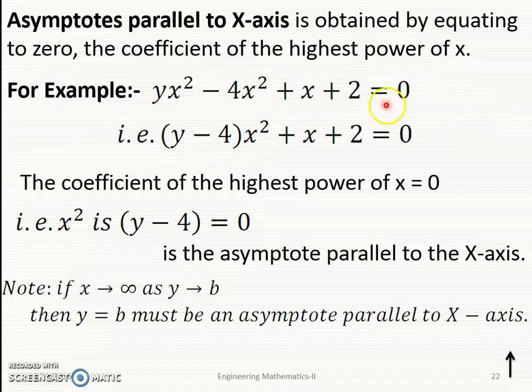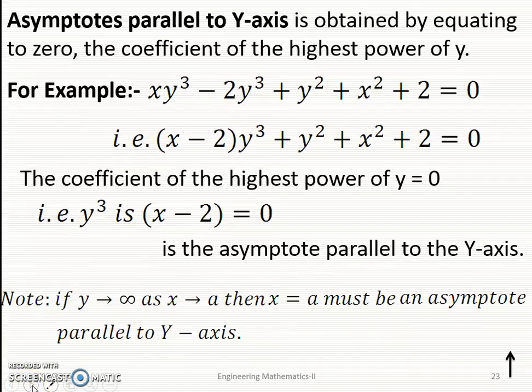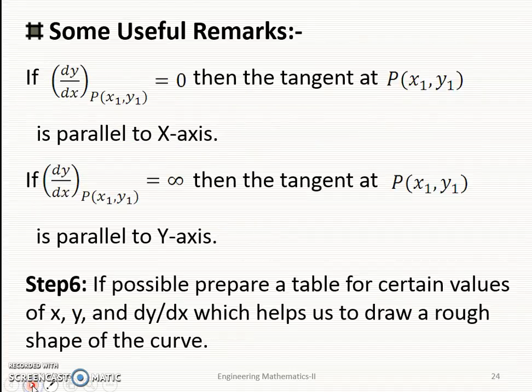So this is the example. In this example, if we consider the coefficient of the highest power of x equal to 0, so we obtain that y minus 4 is equal to 0 is the asymptote parallel to the x-axis, that is y is equal to 4. So this is the note. By this note we can find out the asymptote parallel to x-axis. Similarly, we can find out the asymptote parallel to y-axis. And these are some useful remarks, useful in order to trace a given curve.